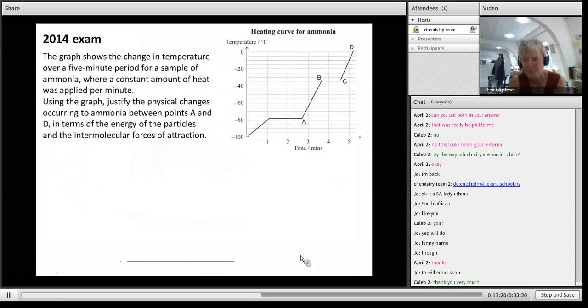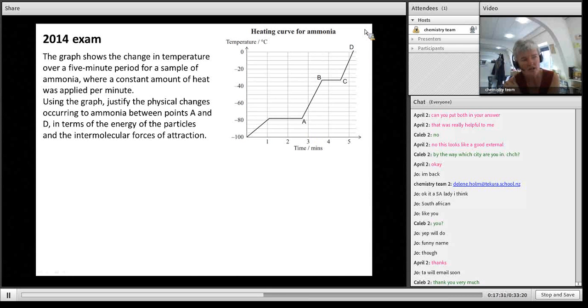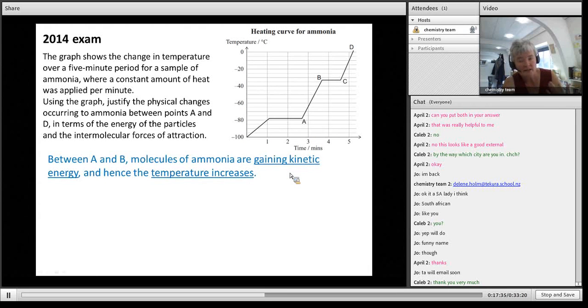Now, let's look at some past exam papers. There wasn't anything on heating curves last year, but in 2014 there was. So you had to explain what was happening from A to D. The things you had to discuss was the gain in kinetic energy as you increase the heat. With time, you're adding more energy because you're heating the system. And as you're adding more energy, the particles are moving faster, so the temperature increases.